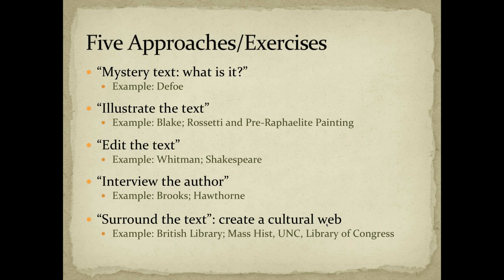So we'll look at illustrating the text first. You can see I've got some Blake and Rossetti that I'll be looking at for that. We'll look at editing the text. We'll look at Whitman and Shakespeare. We'll talk about interviewing the author with Gwendolyn Brooks and Hawthorne. And then surrounding the text, we'll go to some collections that are particularly rich, the British Library, and then a collection of different institutions, the Mass Historical Society, University of North Carolina, and the Library of Congress.